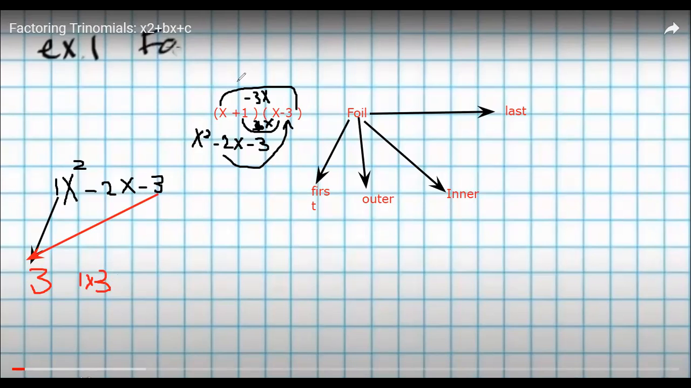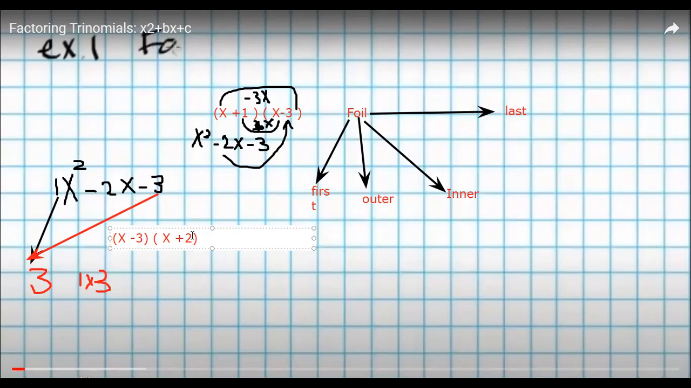Then it will be two parentheses. The first one will be x, and the greater number should have the same sign as the middle term. So x minus 3 and x plus 1. If you want to check your answer now, x times x will be x squared. The outer is x, the inner is negative 3x.